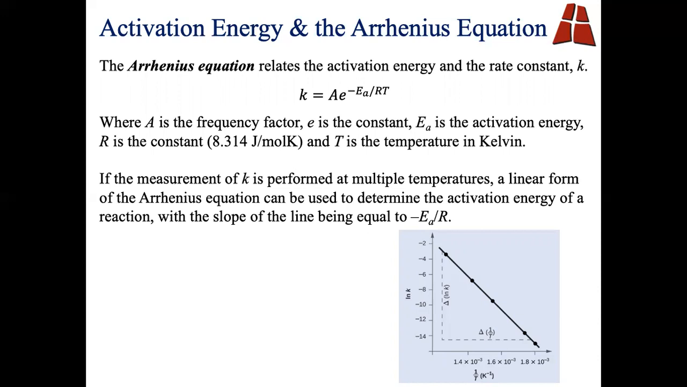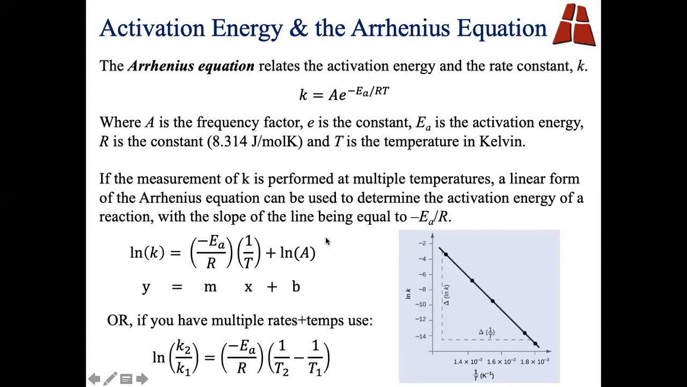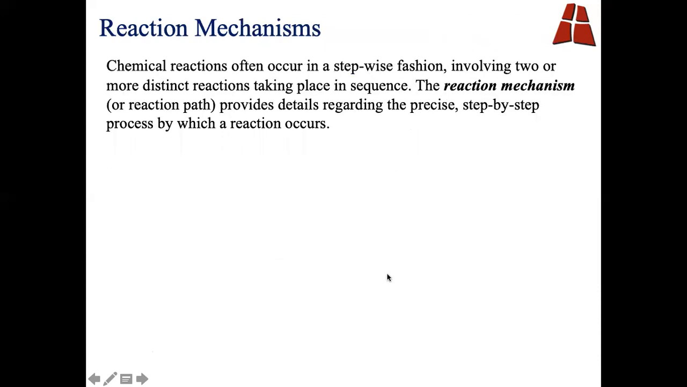If we perform the measurement of k, essentially if we measure the rate at multiple temperatures, we should be able to form a linear Arrhenius equation to determine the activation energy, which will be the slope of a line of negative activation energy over R, which is our gas constant. We can also use this relationship to calculate A, which is again our frequency factor. If you have multiple rates and temperatures, you can use a 2-point form of the equation as well, where this is what we would commonly use and what we will use in lab this semester in order to estimate our activation energy, okay?